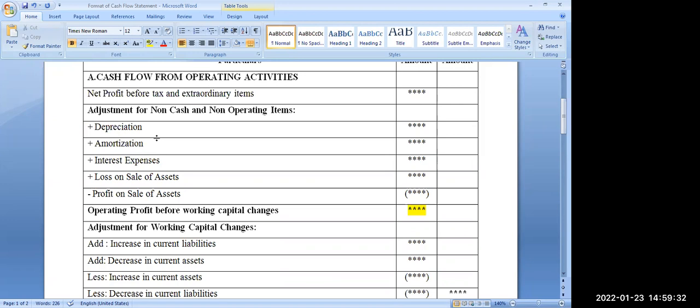So already profit was decreased because of one non-operating item. So now we have to add back such item, 10,000 rupees. You have to add back with the profit what was found out by the P&L account already to find out the real cash flow from operating activity.